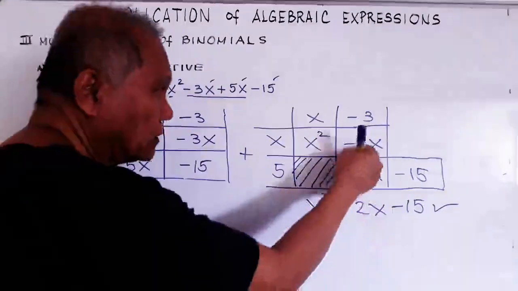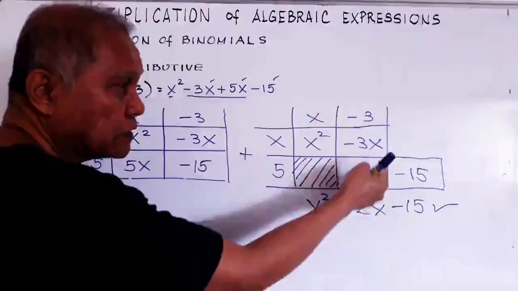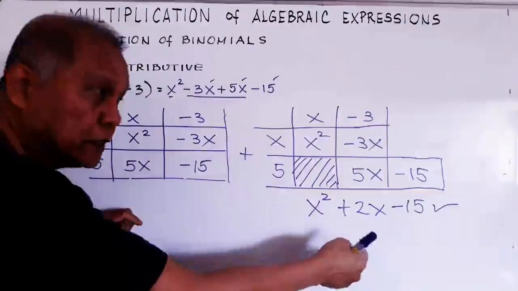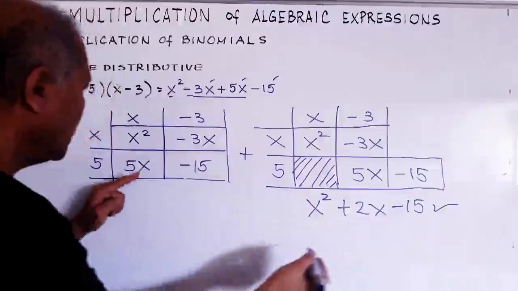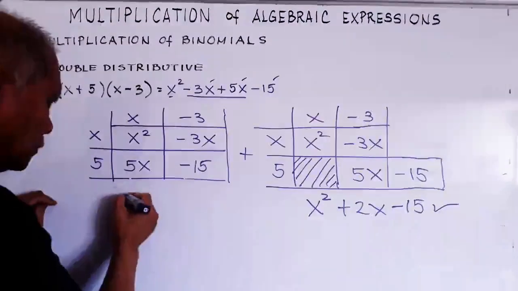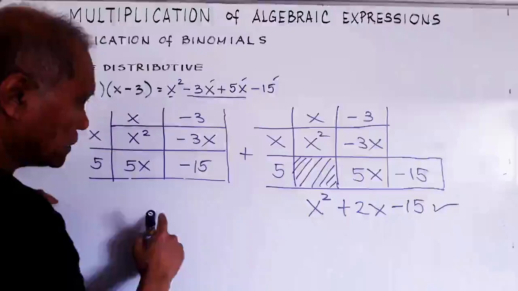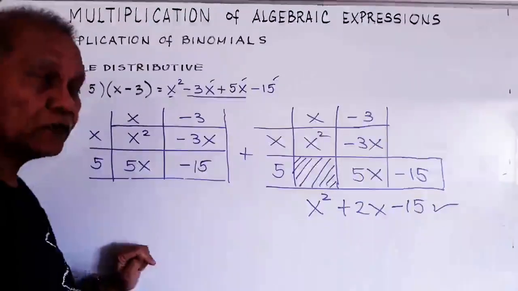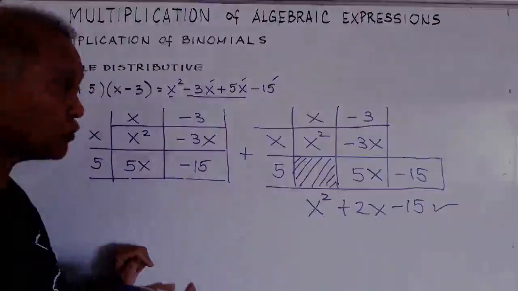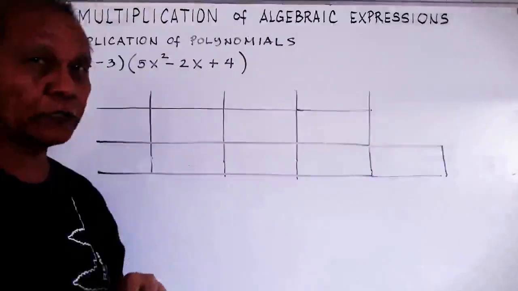And so you can see, oh, it's negative 3x and 5x. I know it's 2x. And then you put your answer here. The same answer here also, because we have negative 3x plus 5x is 2x. But which is better for you? It's your choice. Okay, let's have number 4, which is multiplication of polynomials.